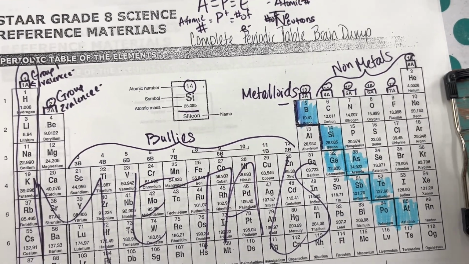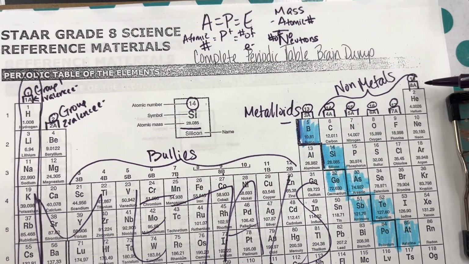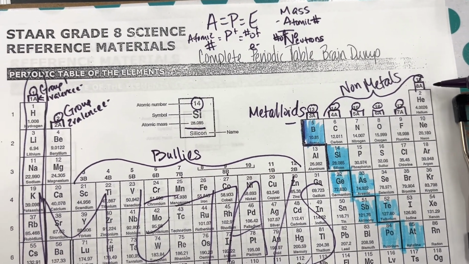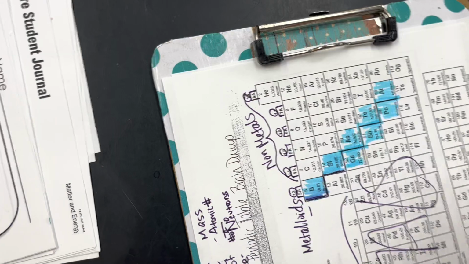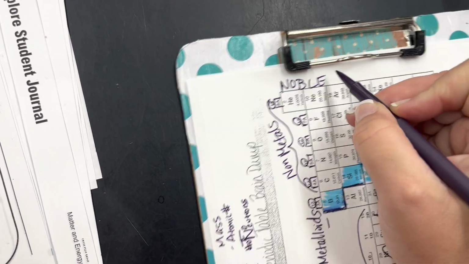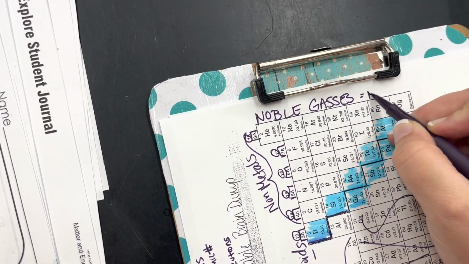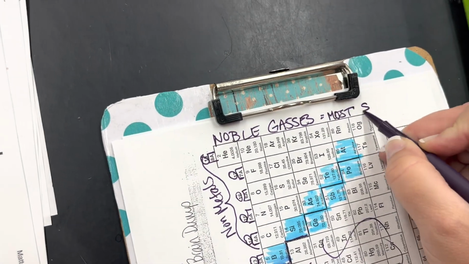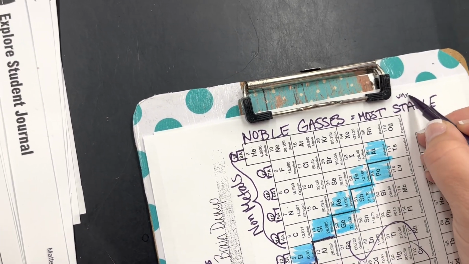Now, it is very important that you understand that this right here is the whole goal of all atoms. They want 8 valence electrons. They want to be full. They want that last energy level full. So that shell or energy level, whichever one you want to call it. So this is called noble gases. And these guys are the most stable. That means that they are unreactive.